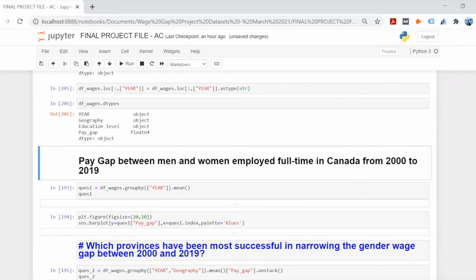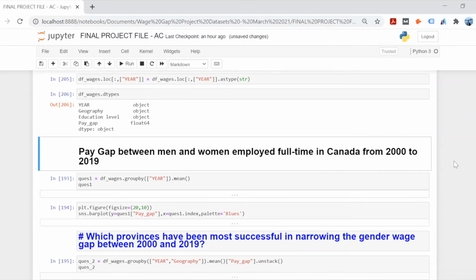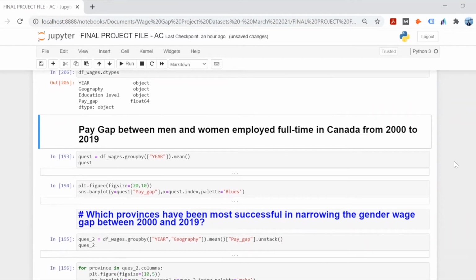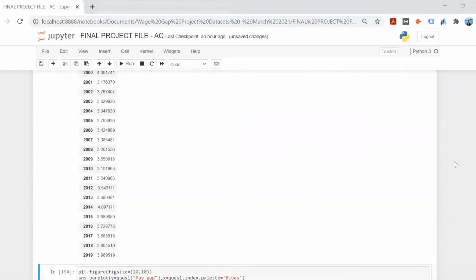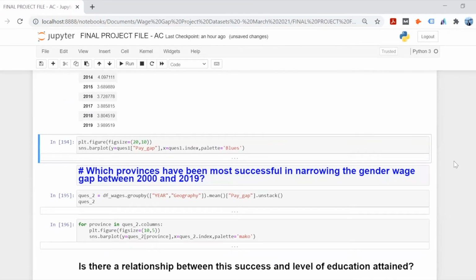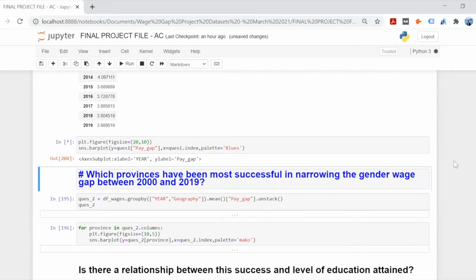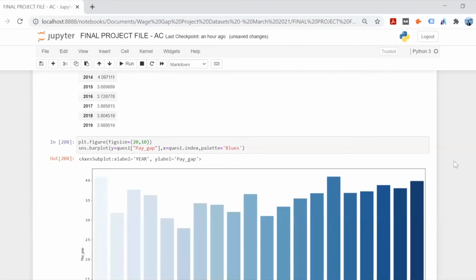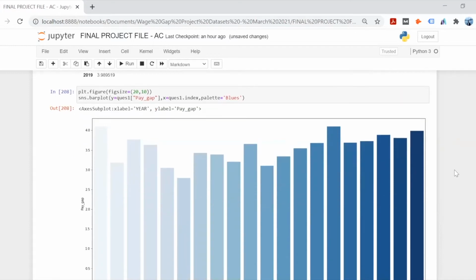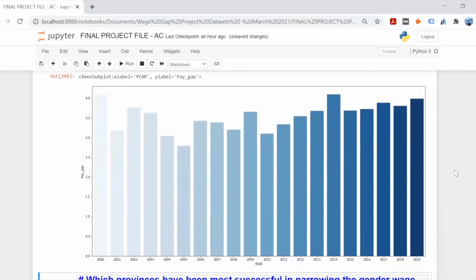For our first question, that is to find the pay gap between men and women from 2000 to 2019, I grouped the data by the column year and used the mean function on the pay gap column. Next, I plotted the average pay gap from 2000 to 2019 using the bar plot method of the Seaborn library. To make it visually appealing, I used the predefined palette blues.